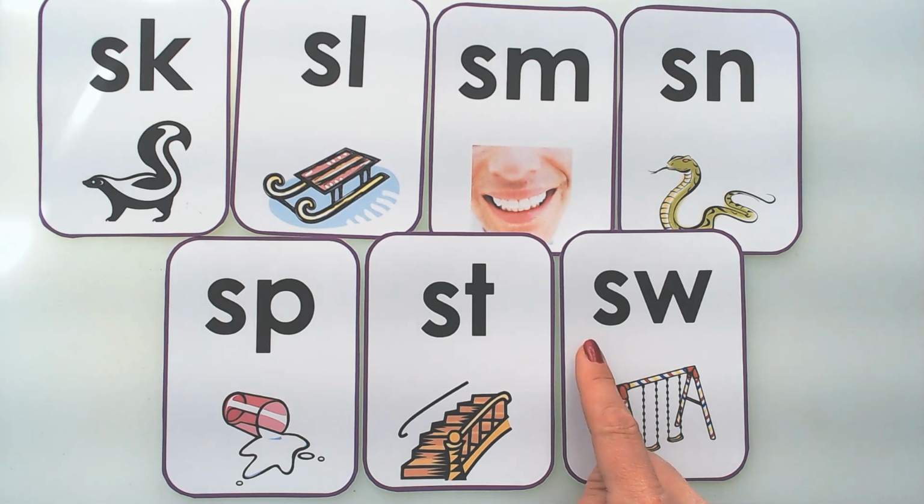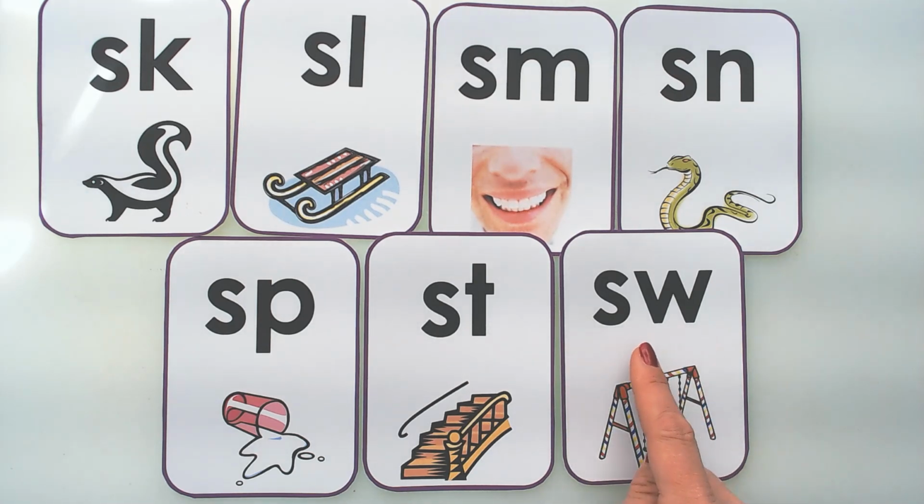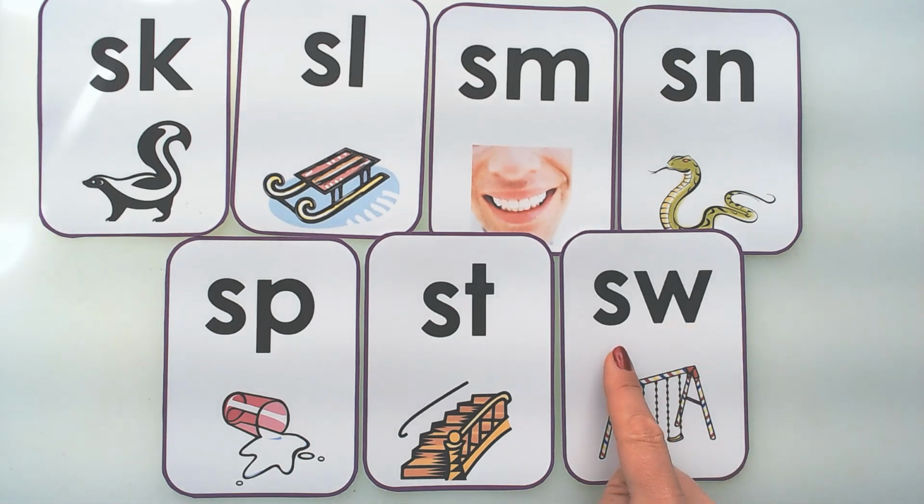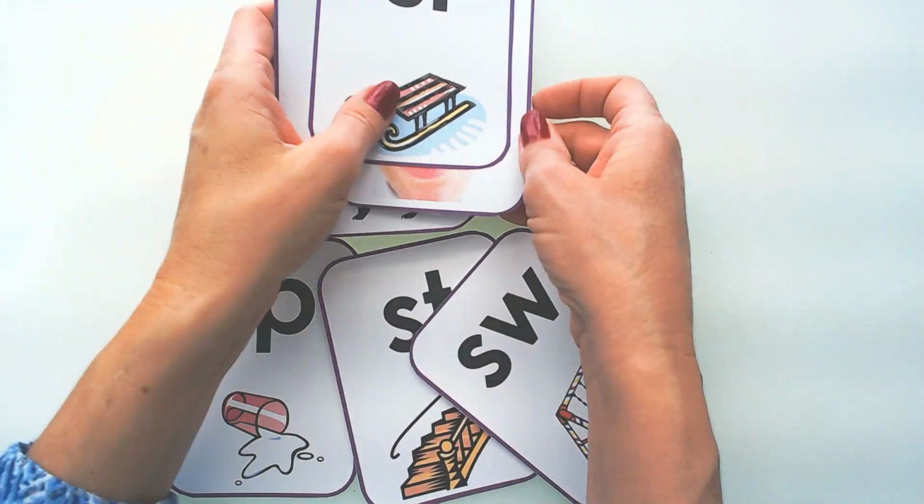S says s and W says w. Blend them together and they say sw, like swing. Okay, boys and girls, that is our blend practice for the day. You're going to see your S blends everywhere in your reader's notebook, in your decodable readers, in your practice pages. So, time's out for this.